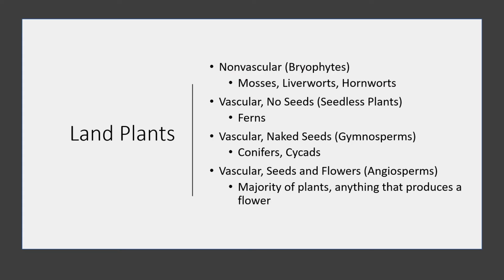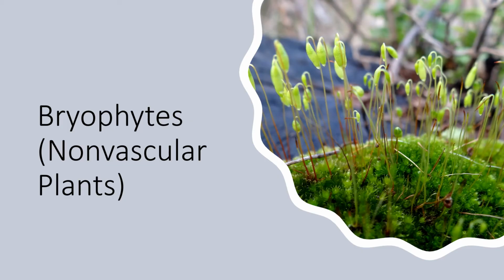Now, land plants can be divided into four groups. The simplest are non-vascular, which includes mosses, liverworts, and hornworts. Those that have vascular tissue but still no seeds, we call those seedless vascular plants. An example of that would be ferns. Then we have vascular seed plants, the gymnosperms and the angiosperms. The difference being angiosperms are flowering. So we'll save those for later, but let's talk for just a minute about the bryophytes.